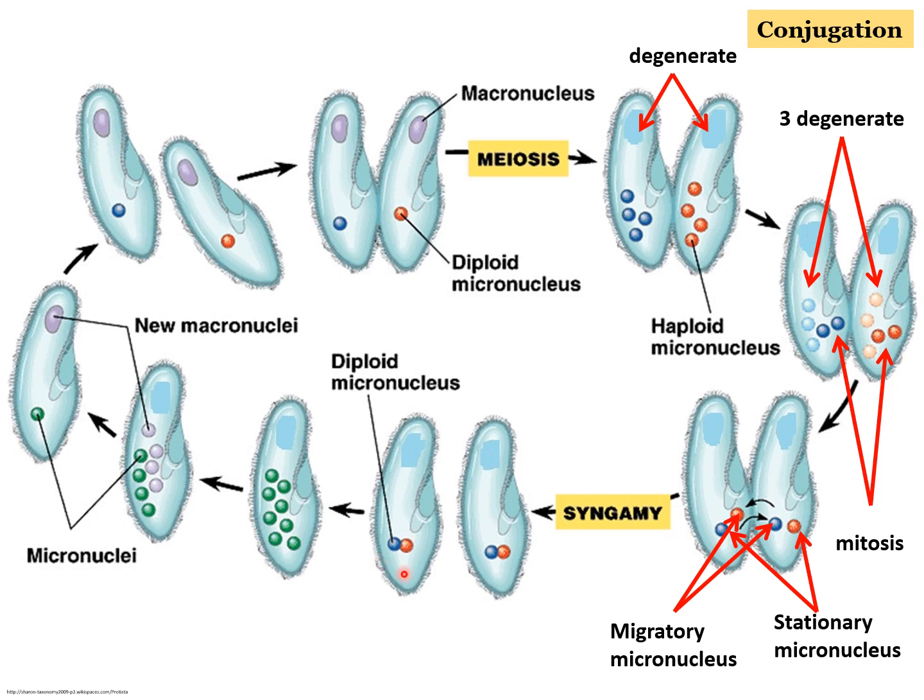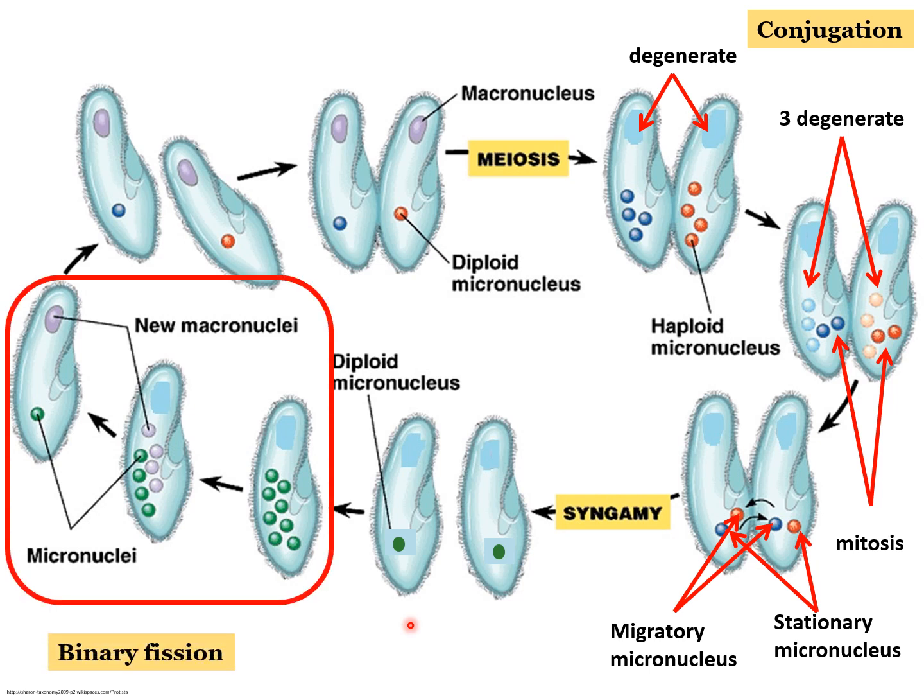These 2 haploid micronuclei will fuse together in a process known as syngamy, forming now one diploid micronucleus. So in each of the paramecium now, there is one diploid micronucleus, which carries a combination of genetic materials from the conjugation process. What happens next is the asexual reproduction part, which is binary fission.